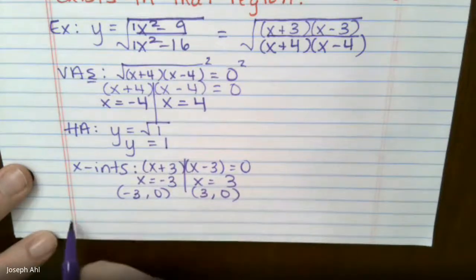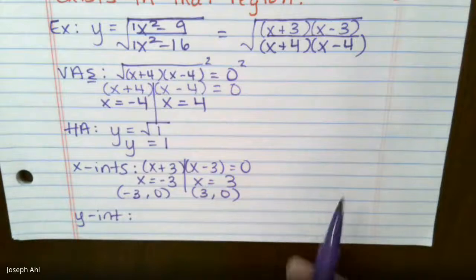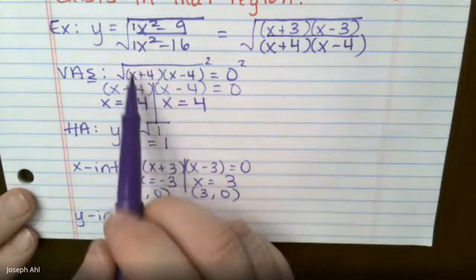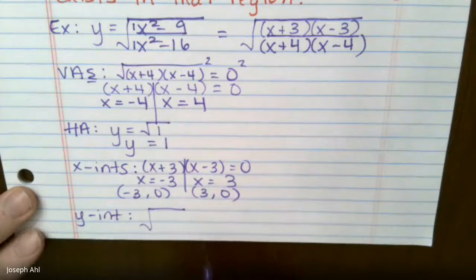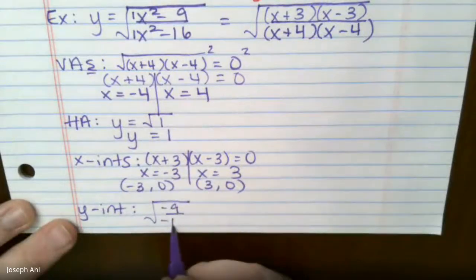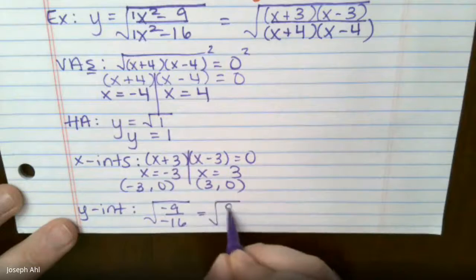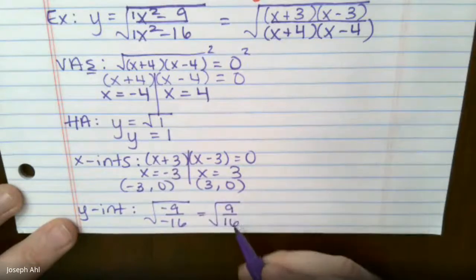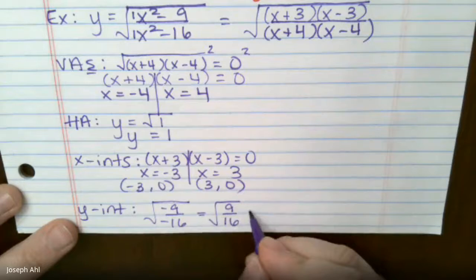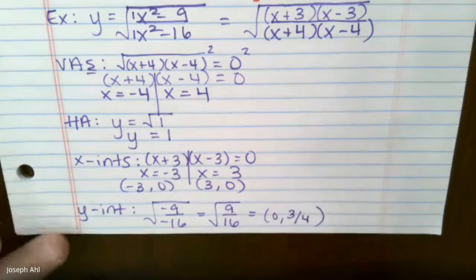Okay. And finally, for the y-intercept, what we're going to do is plug in 0 for x. I kind of like going back to the original here. So when I plug in 0 for x, I get the square root of -9 over -16, because these would both become zeros. That's going to become +9/16. But take the square root of that, right? Square root of 9/16 is 3 over 4. So your y-intercept is at (0, 3/4).